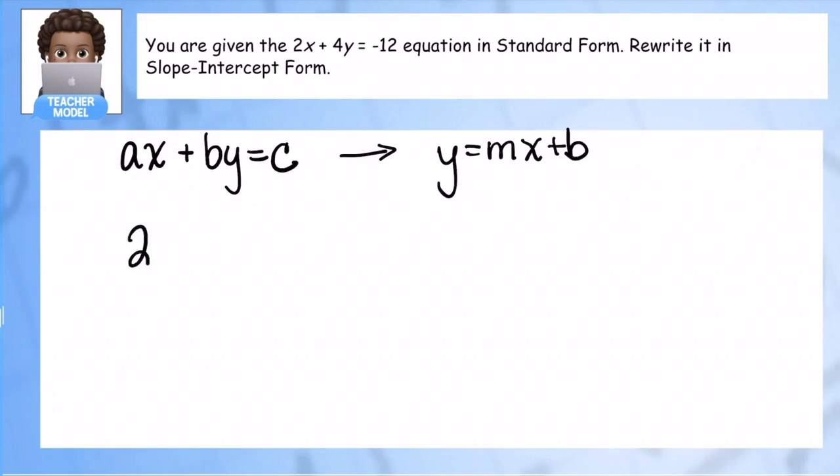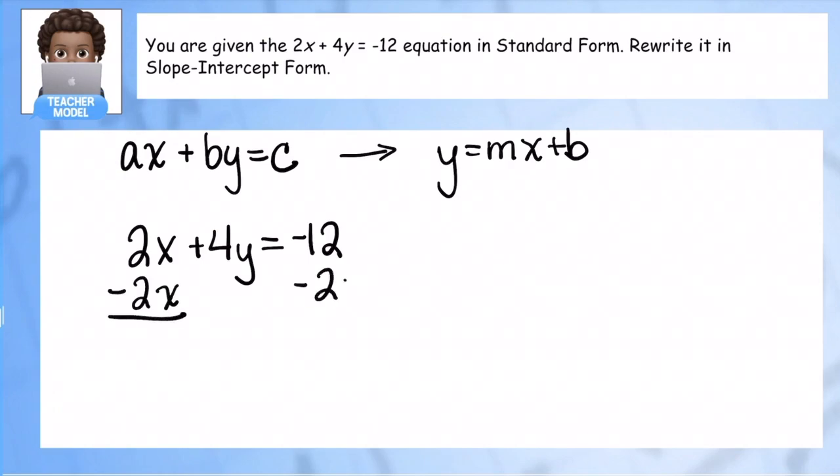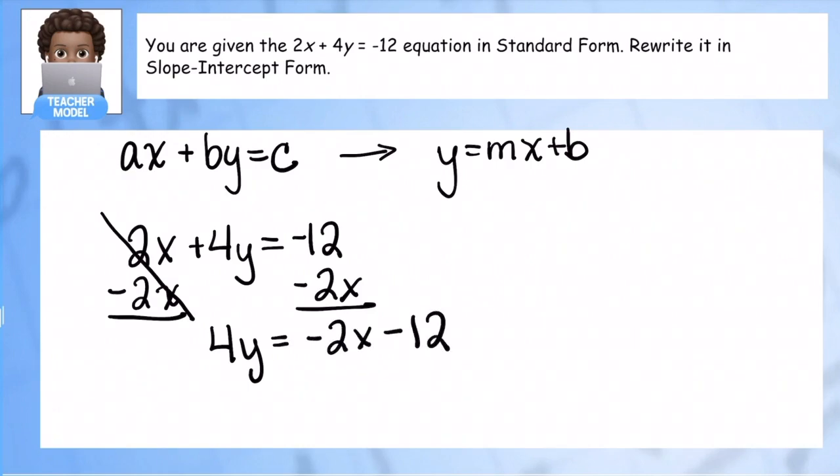Okay, 2x plus 4y is equal to negative 12. Again, I want my y to be on its own as one expression, so I'm going to make a zero pair by subtracting 2x on both sides. So this leaves me with 4y equals negative 2x minus 12. I couldn't combine those terms. I couldn't do 12 minus 2x. They're two separate terms right now. So negative 2x minus 12.